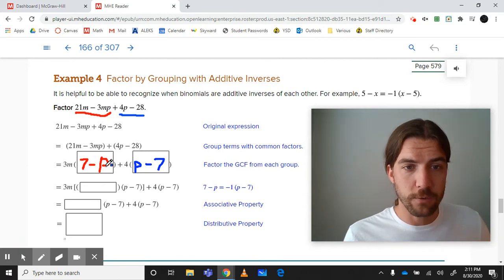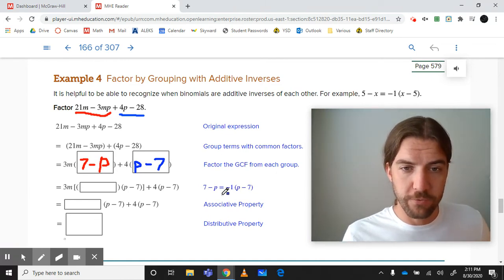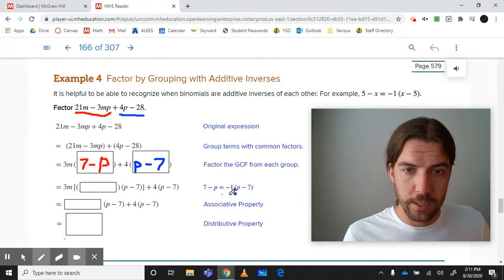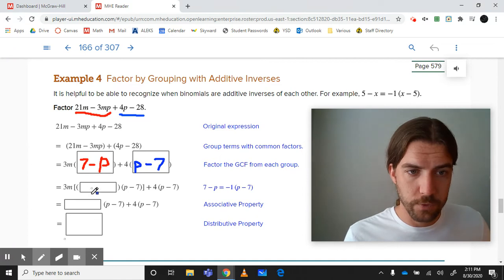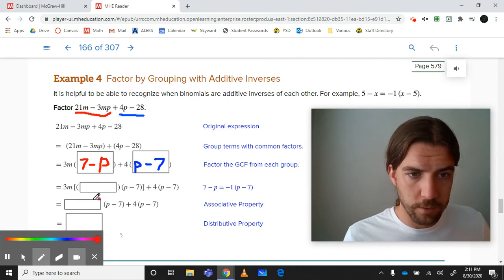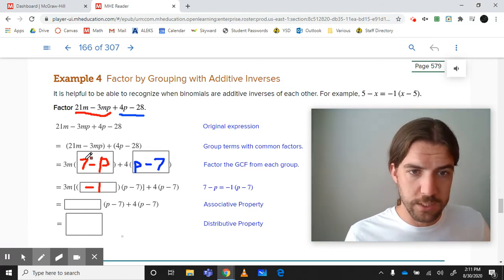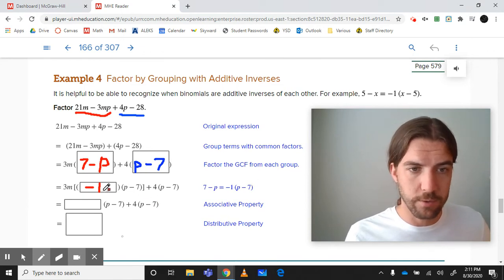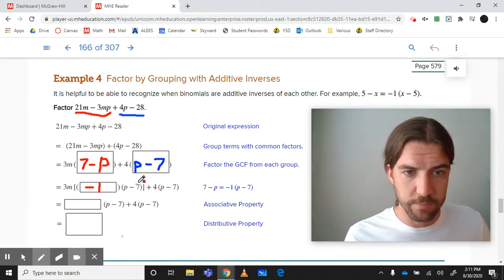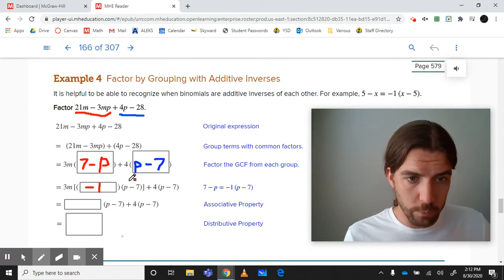So if I take this 7 minus p and I factor out a -1 from it, if you look right here, that's what's being done here. They're saying if we factor out a -1, then we end up with -1 times p minus 7. So that's what we're going to put in that box right there. We're going to put in -1 because our 7 minus p is the same thing as -1 times p minus 7. Okay, so now we're doing a little better. Now, what are we going to do next?